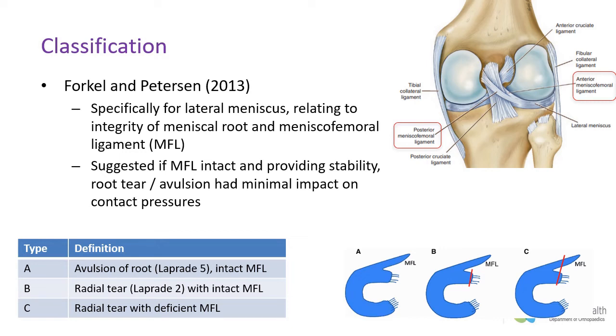Forkel and Petersen added some detail to root tears affecting the posterolateral meniscus by considering the integrity of the meniscofemoral ligament.